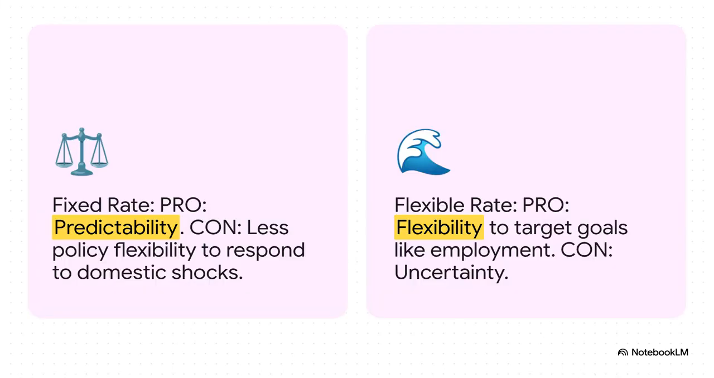This brings us to one of the biggest choices any open economy has to make. What do you do with your currency? Do you fix its value to something stable, like the dollar? That gives you predictability, which businesses love. Or do you let it float freely, so your central bank has the power to respond to things like a recession? There's no easy answer here. It's a classic trade-off between stability and flexibility.